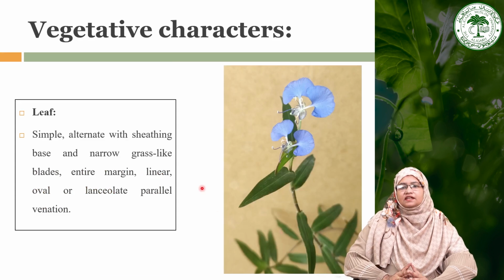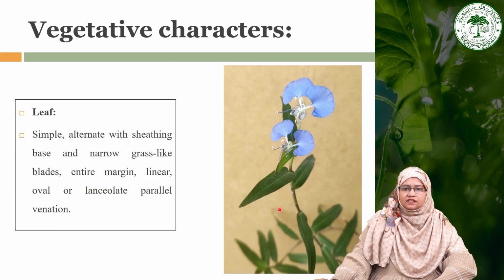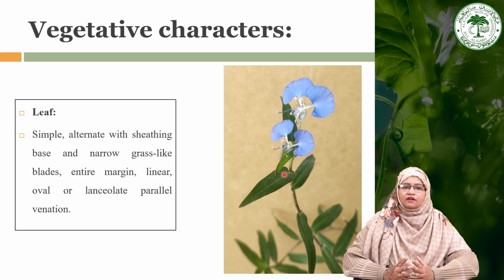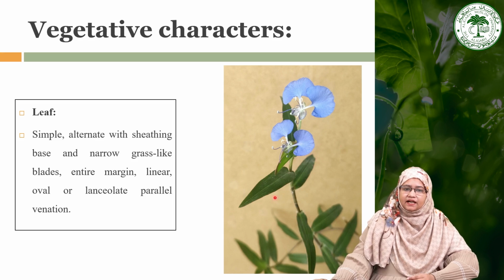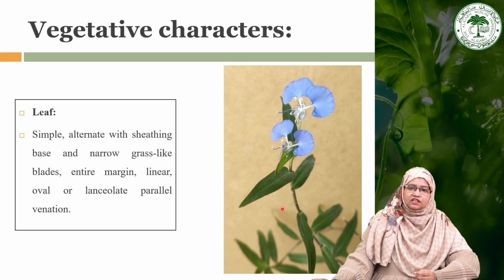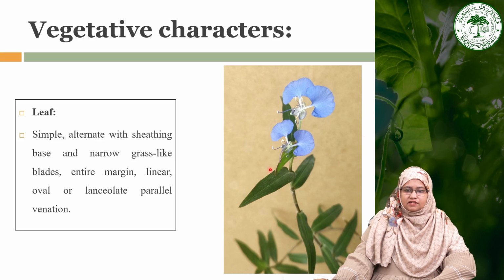The leaf is simple type. As we can see here, the leaves are alternate with sheathing bases. The leaf arrangement is alternate, and they have sheathing bases and narrow grass-like blades. The blades show entire margins, linear, oval or lanceolate, and they show parallel venation. So it is a typical monocot leaf, simple with alternate phyllotaxy and sheathing bases, as we can see from these images. This is the leaf of the Commelinaceae family plants.